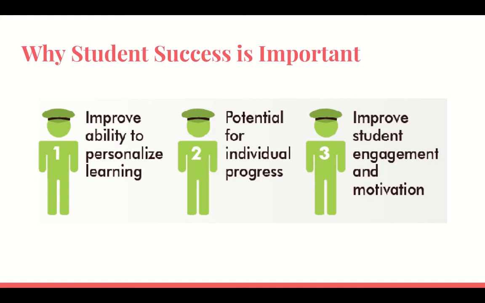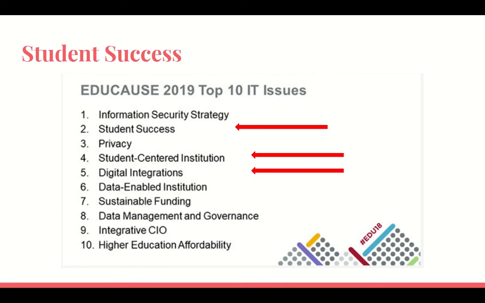Some of the motivating factors that we focus on for student success are that there's a lot of information already out there, of course, that you're probably familiar with: it improves the ability to personalize learning, the potential for individual progress, and it improves student engagement and motivation. If you look at this list, you can see that a lot of these issues intertwine with each other. So if you are an institution similar to us, you're focusing on different ways that you could create initiatives around some of these issues.